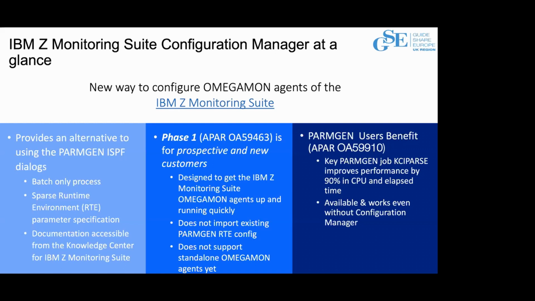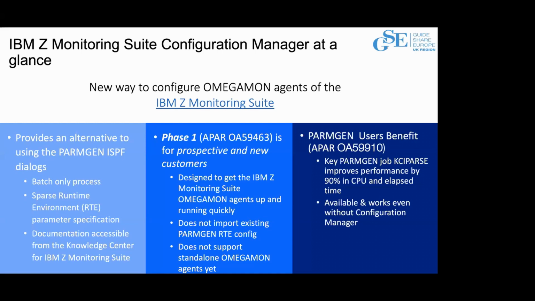During the development process of Configuration Manager, our dev guys noticed that some of the jobs, like KCI pass, were taking too long and using a lot of CPU. So through their development, they managed to incorporate savings in Configuration Manager, but also provided an APAR, which is OA59910, for PalmGen customers. So KCI pass performance has improved vastly.